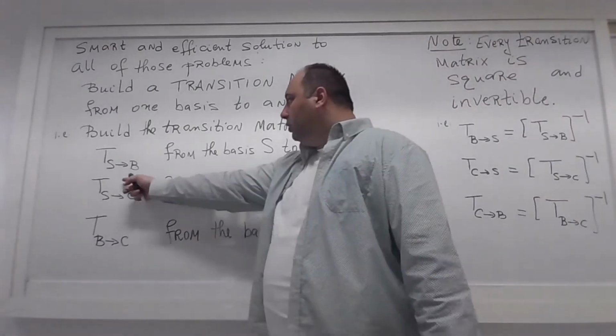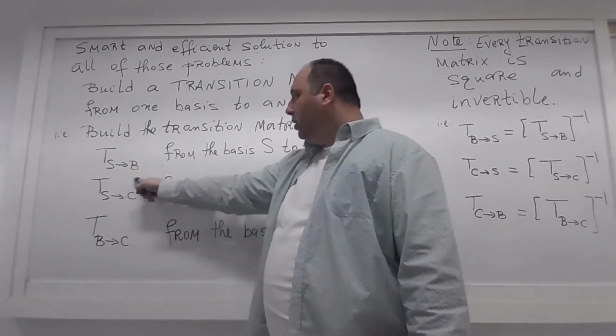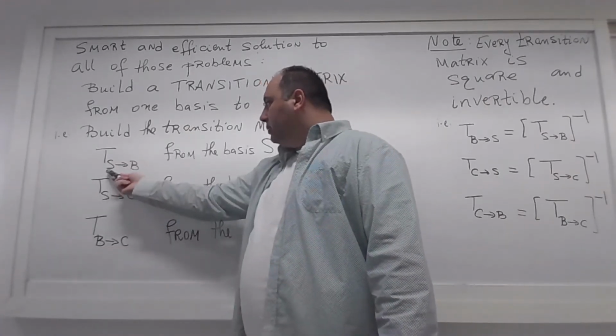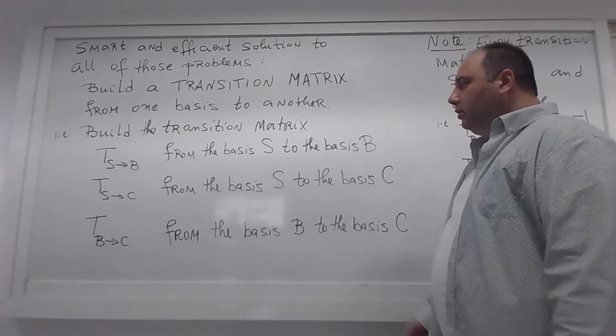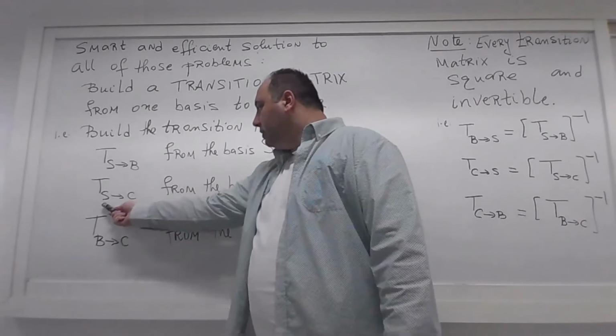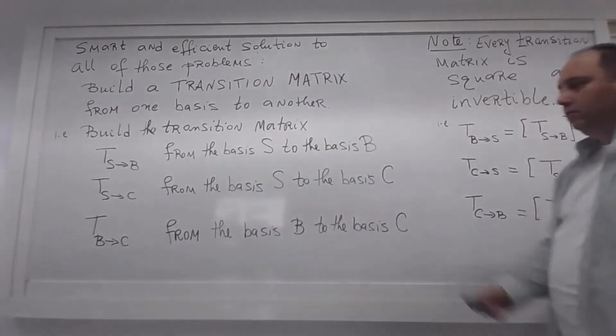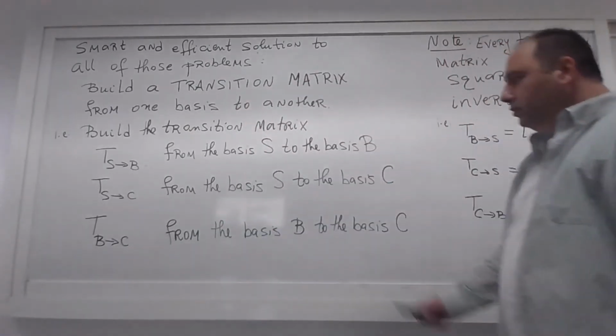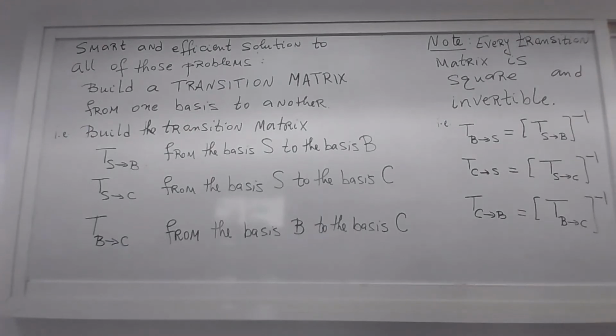So this is the notation. I have a transition matrix from basis S to basis B. So that's how I write it. Transition matrix T from basis S to basis B. Transition matrix from basis S to basis C. Transition matrix from basis B to basis C. And we will see how to use them also. Computing them is not complicated, but we will see how to use them in a very efficient way. So all those problems will be solved extremely fast.